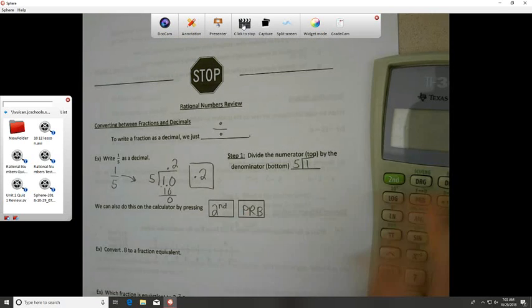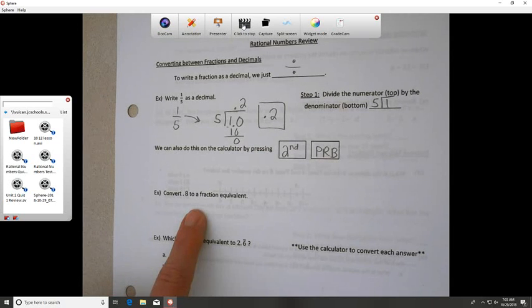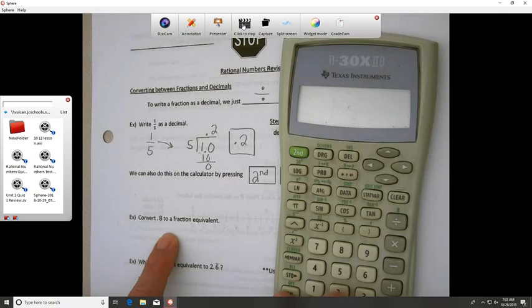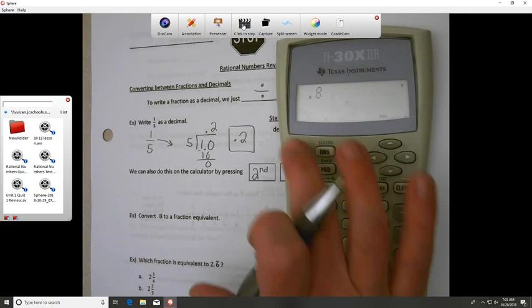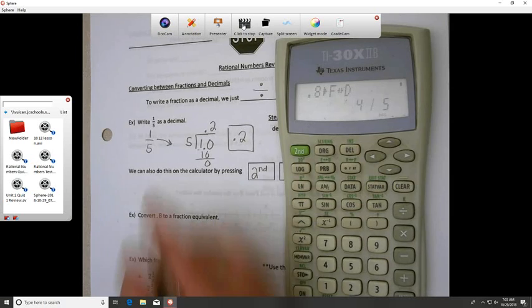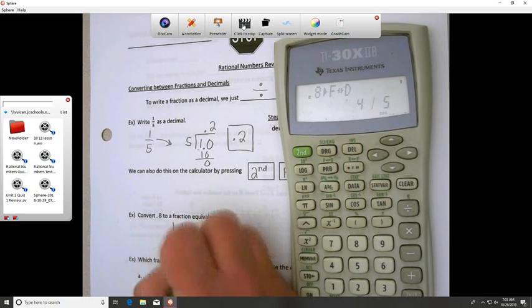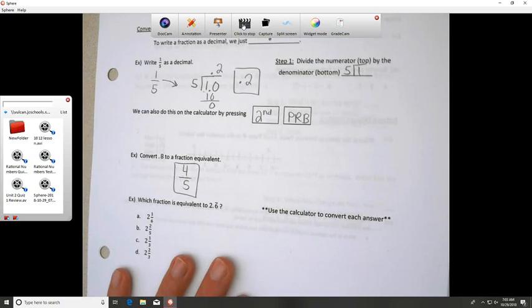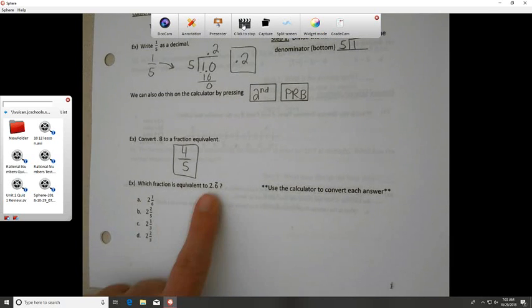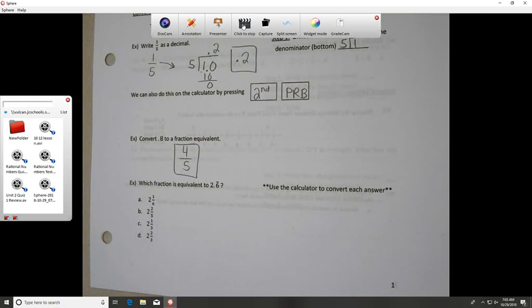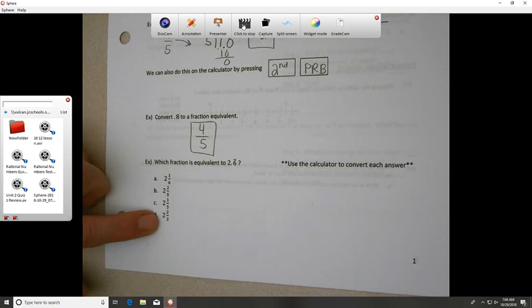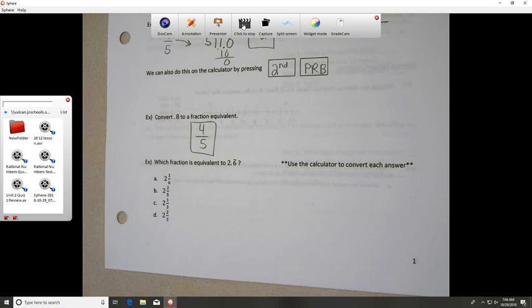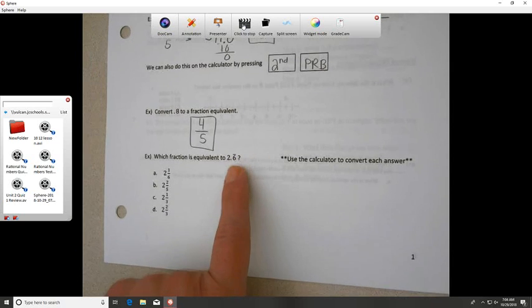Alright, so for example, it says convert 0.8 to a fraction. So this works for either going from fraction to decimal or decimal to fraction. So I'm just going to press 0.8, second PRB, and that tells me that the fraction is 4/5. Now for the one at the bottom here, it says which fraction is equivalent to 2.6 repeating. Well, I can't type a repeating decimal into the calculator, so my other option here is going to be to take these answer choices, type them into the calculator, and turn them into decimals, and then I'll be able to see which one comes out to 2.6 repeating.